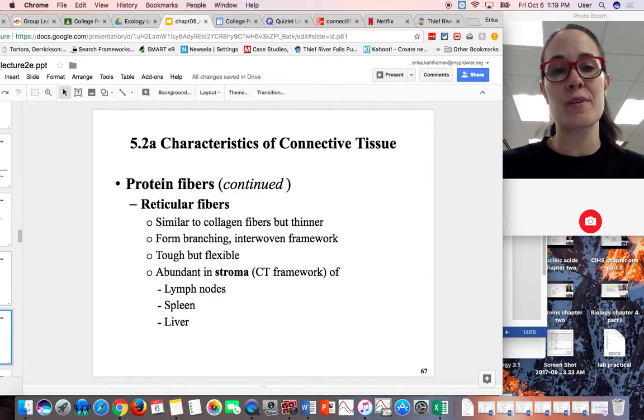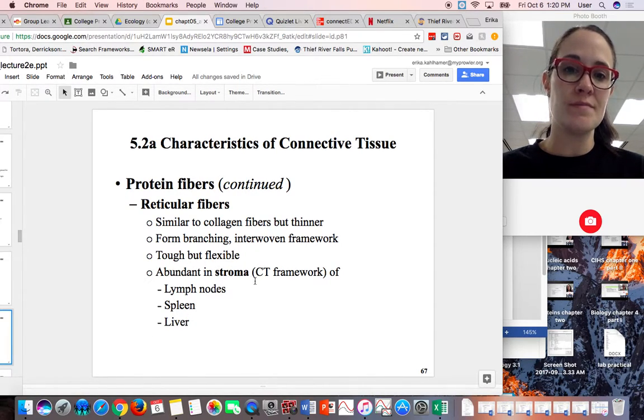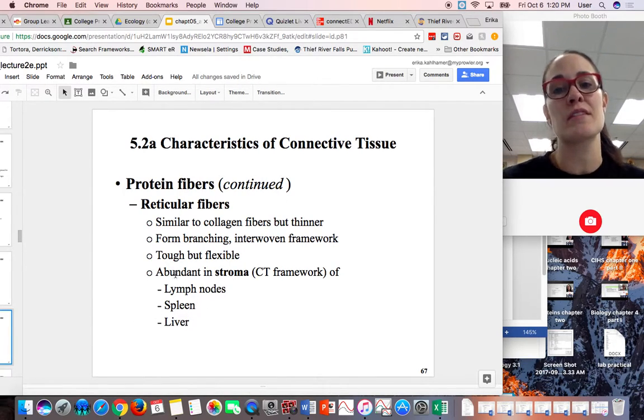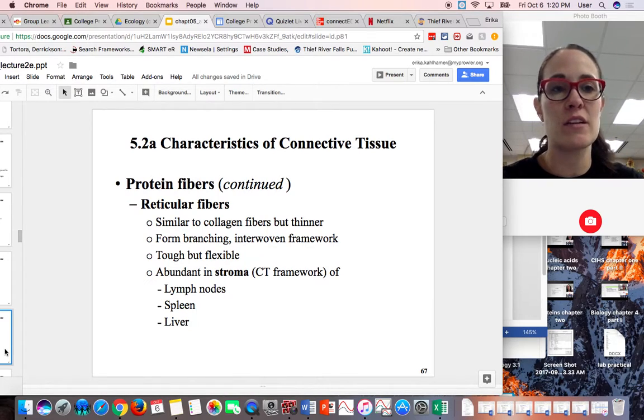Another type of fiber is a reticular fiber. They are very similar to collagen, except they're thinner. They are very flexible. And we're going to see a lot of these type of fibers in the lymph nodes, spleen, and in your liver.